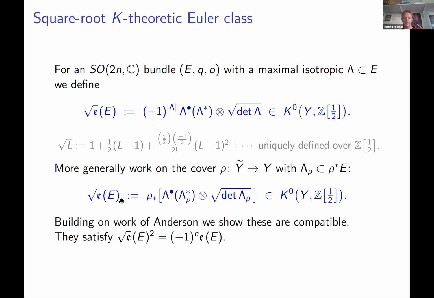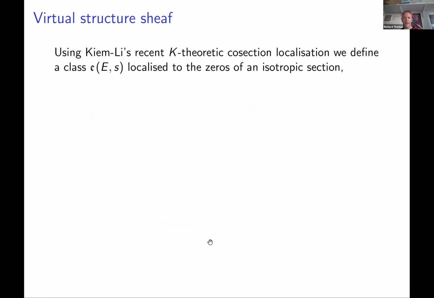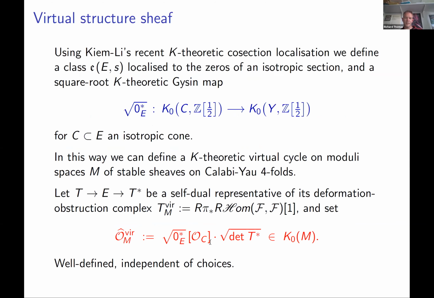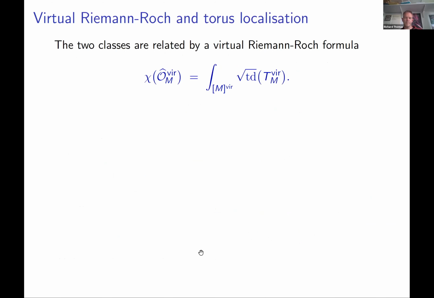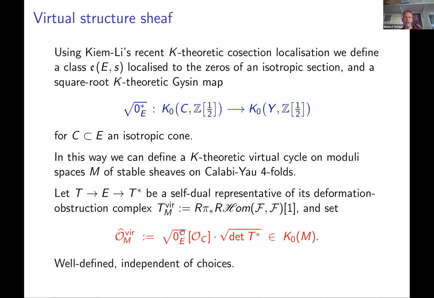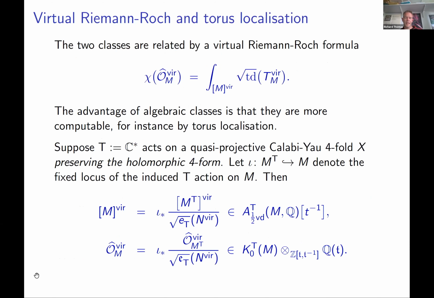But having done that, you get some kind of K-theoretic square root Euler class. And then you can work on the cover, produce it there, push down, and you get this K-theoretic square root Euler class whose square is indeed the usual K-theoretic Euler class. And then again, you can localize it. So I won't, there's the definition. And that gives us a K-theoretic virtual cycle. So in other words, a virtual structure sheaf on the moduli space. And here's the definition. So I ran out of time, and the two are related by a virtual Riemann-Roch theorem.